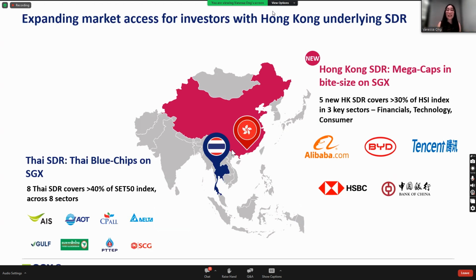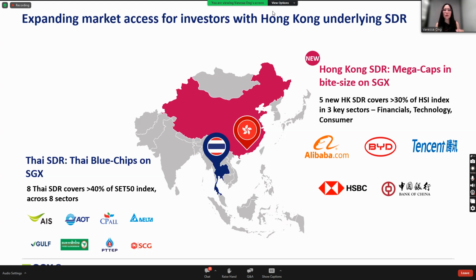So on the back of this strong interest in our Thai SDR suite, we're now excited to announce to you that SGX, together with Phillip Securities, has recently launched a new batch of SDRs on 5 Hong Kong underlyings for the first time this year. Now, these 5 Hong Kong SDRs represent the 5 mega cap stocks in the Hong Kong market, including Alibaba, BYD, Tencent, HSBC, and Bank of China. Now, these 5 names cover more than 30% of the HSI index and represent 3 key sectors, including the financials, technology, and consumer discretionary sector.